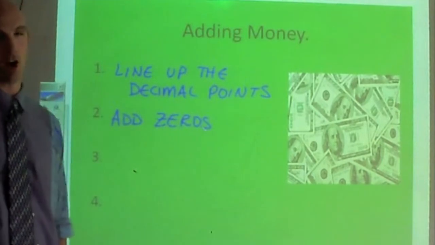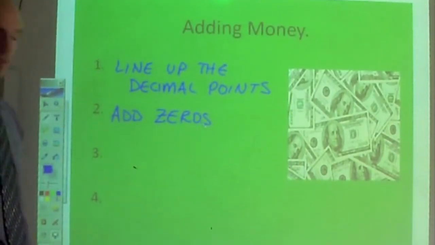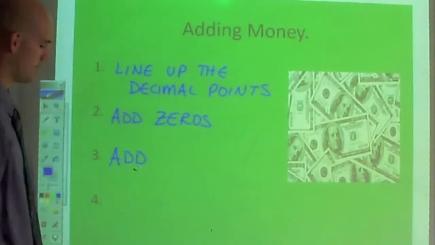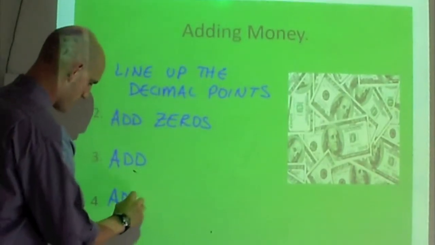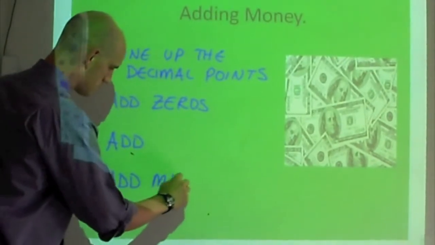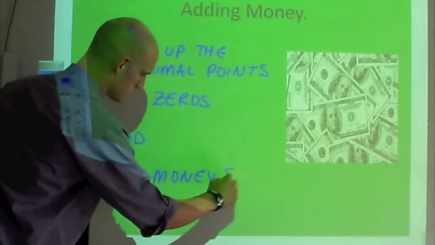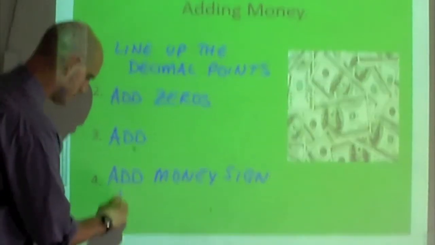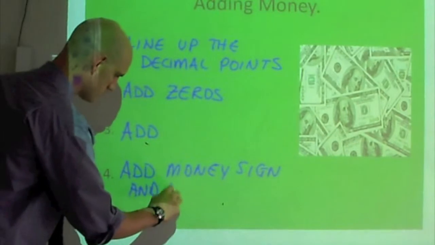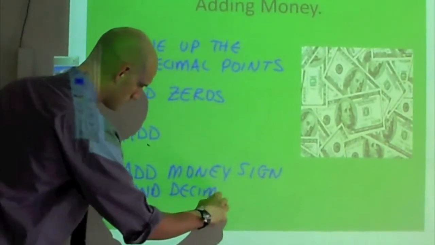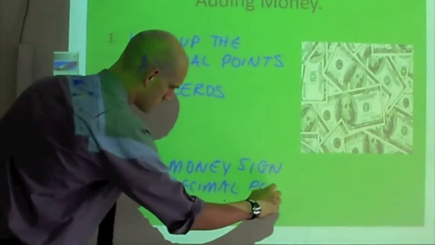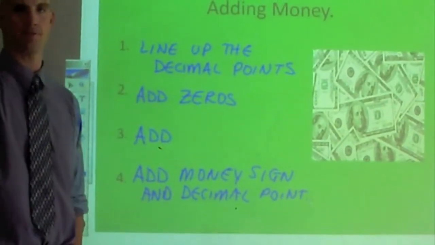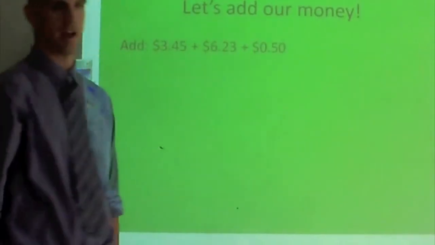Step number 2, you may not always have to do. In step number 3, I'm going to add. And in step number 4, I'm going to add my money sign, and I'm going to put in my decimal point. Okay, so these are the 4 steps. Let's look at how we do this.